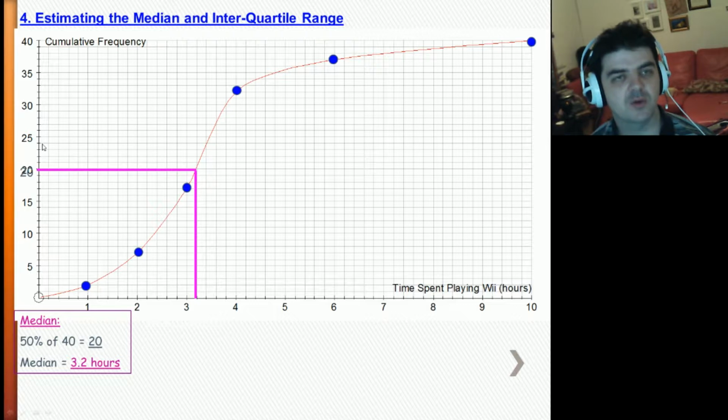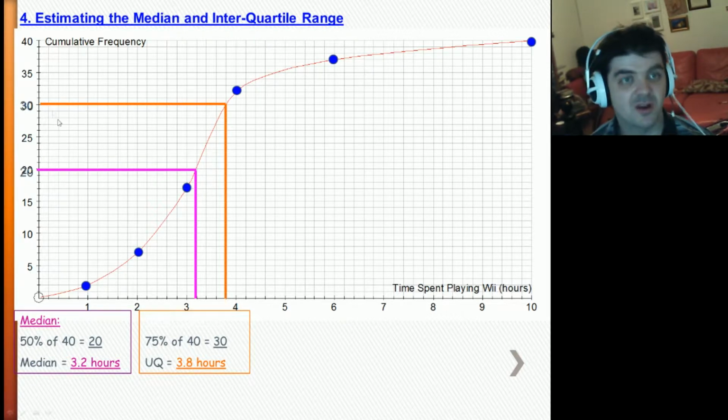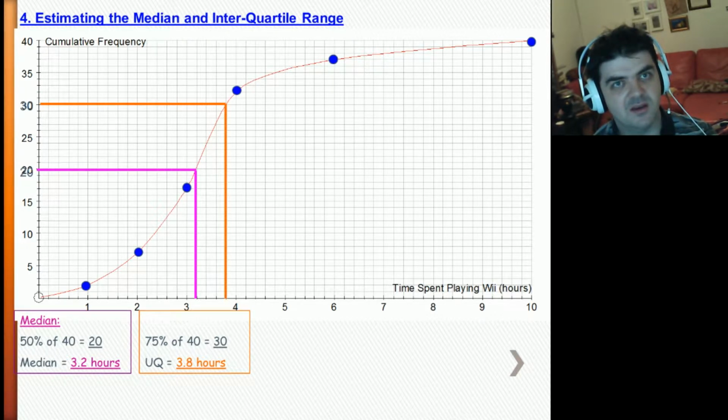We're going to find the upper quartile and the lower quartile. And the upper quartile is there. It's 75% of the way along, or half of that again, 75% to 3/4. And if you're having trouble, there can be a formula. 3n divided by 4 will give you the upper quartile, n being the number of people. So 3 times 40 is 120, divided by 4 is 30, and that will give me the amount of people there. And if you look at it there, 30 right and down is 3.8 hours.